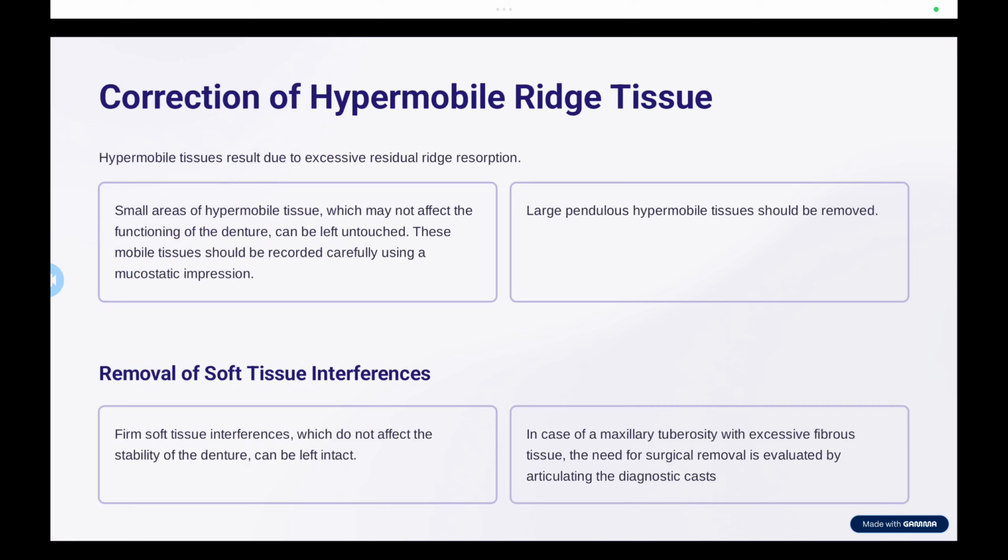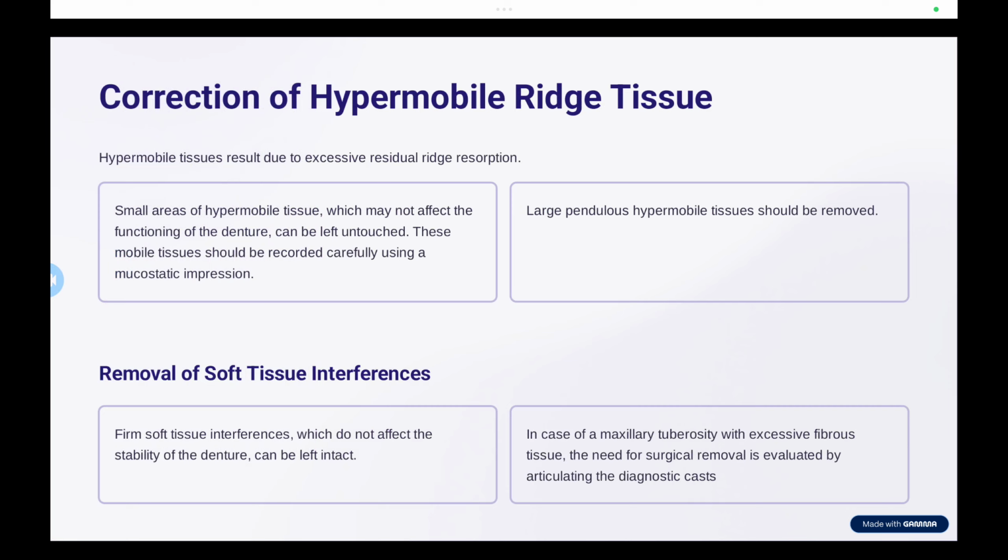Large pendulous hypermobile tissue should be removed. If there is excessive ridge resorption and excessive hypermobile tissue on the ridge, then it should surely be removed, as it may hinder the impression. The hypermobile tissue also reduces the retention and stability of the denture.